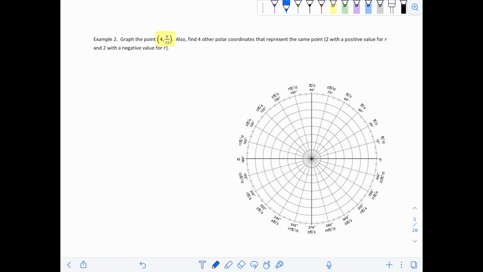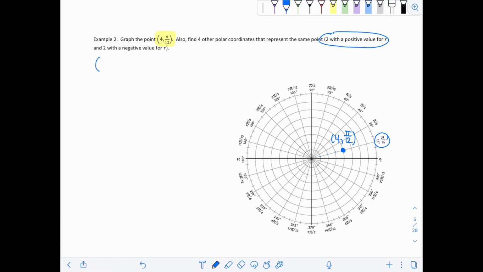So first I want to graph this point so we can visualize what's going on here. Pi over 12 means we're dealing with this line, a radius of 4, and it's positive, so I'm going to move out 4 on that ring there. Okay, and then this is our point, 4 comma pi over 12. Okay, so let's first work on finding 2 other points with positive r values.